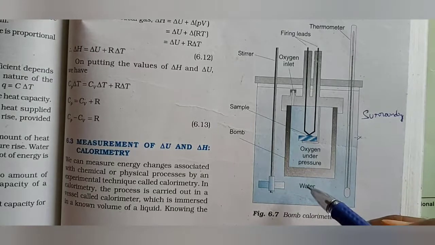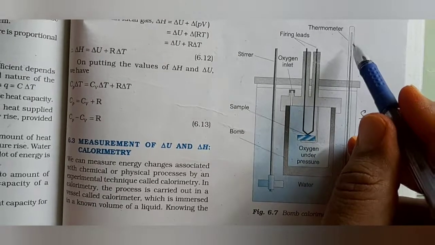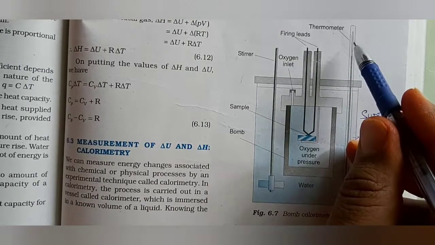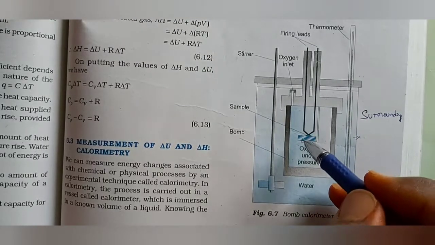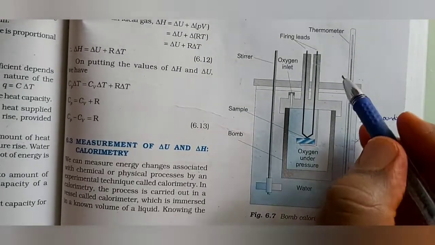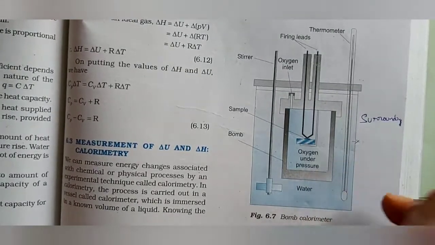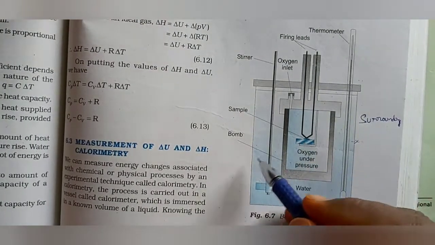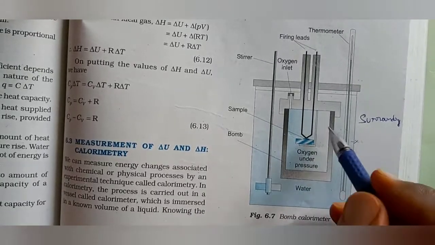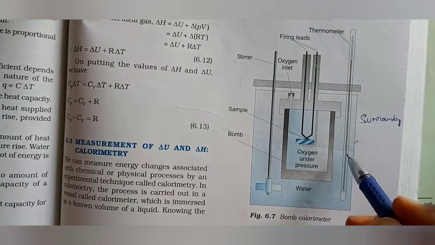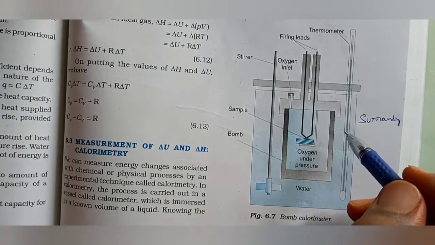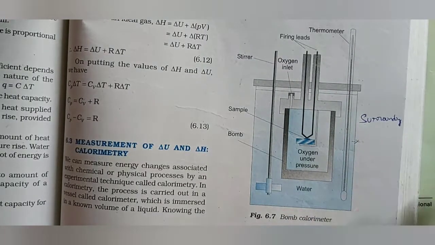So whatever change in temperature we are able to see, that change is because of sample combustion only. The sample combustion releases energy to the water. Because of that, the water's energy is increased, and that is shown in the form of temperature.